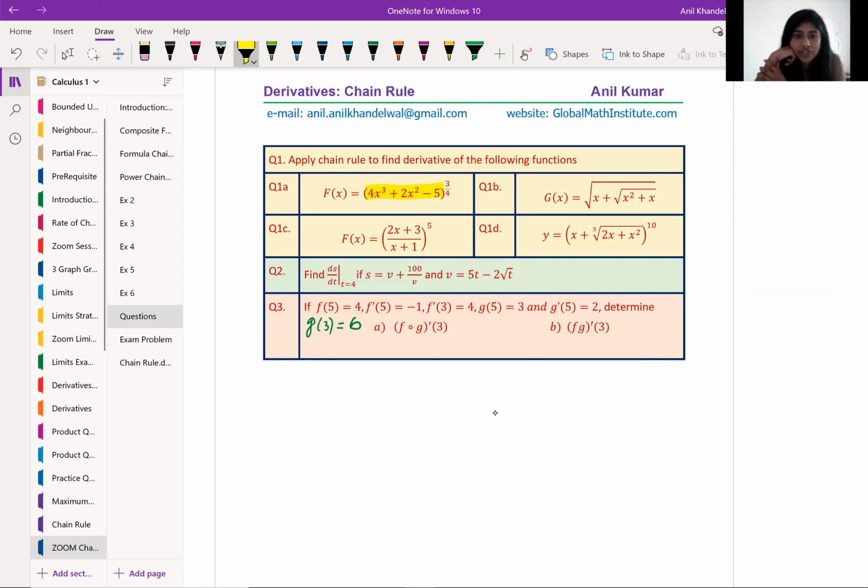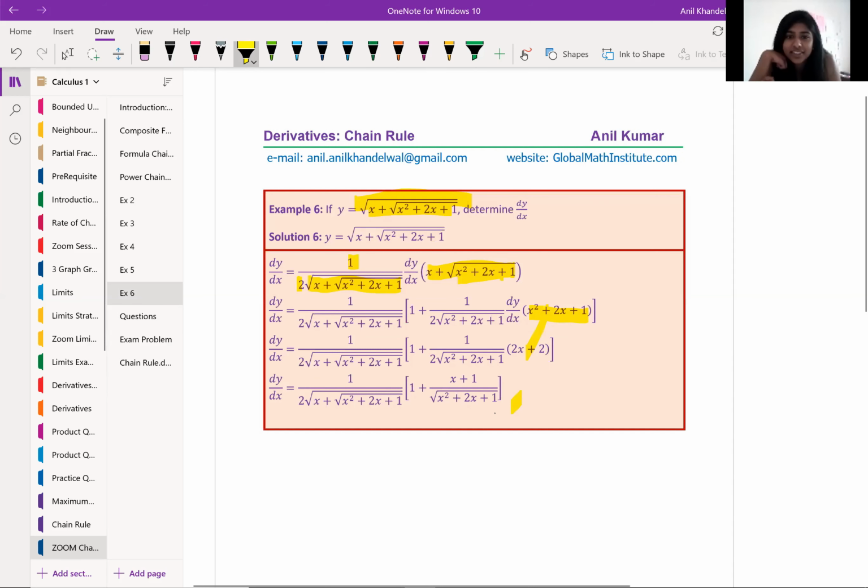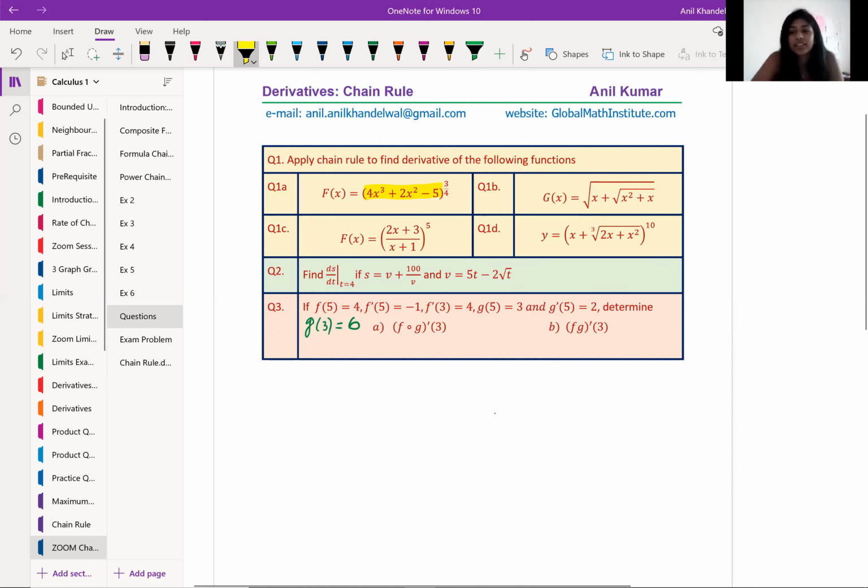Question 1b. g of x equals square root of x plus square root of x squared plus x. That's similar to the question you just showed me, isn't it? That is right, exactly similar. Follow this particular pattern and practice. This is a sure short question in any test paper, right? Definitely.